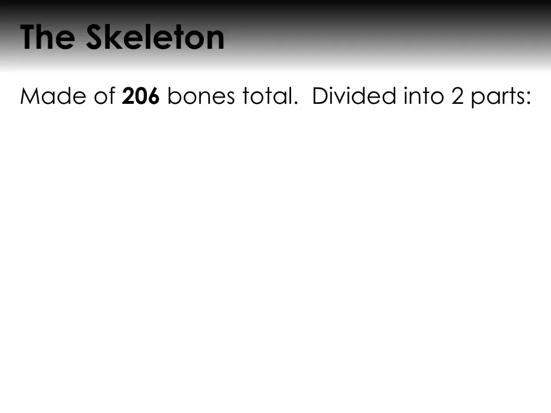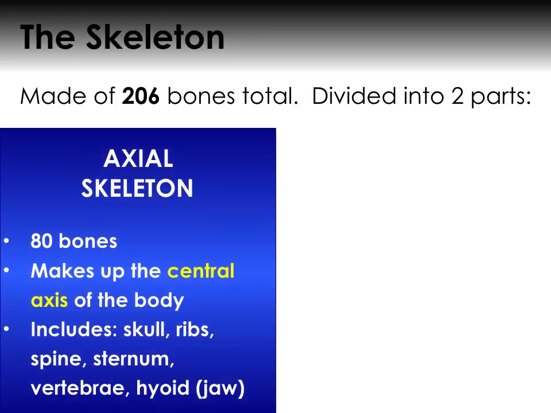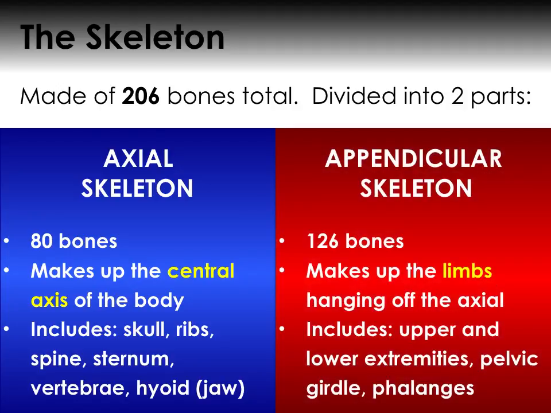The human skeleton itself is made up of 206 bones total, and it's divided into 2 parts. The first part is the axial skeleton. The axial skeleton contains 80 bones. It makes up what is considered the central axis of the body and includes the skull, ribs, spine, sternum, vertebrae, and the hyoid or the jaw.